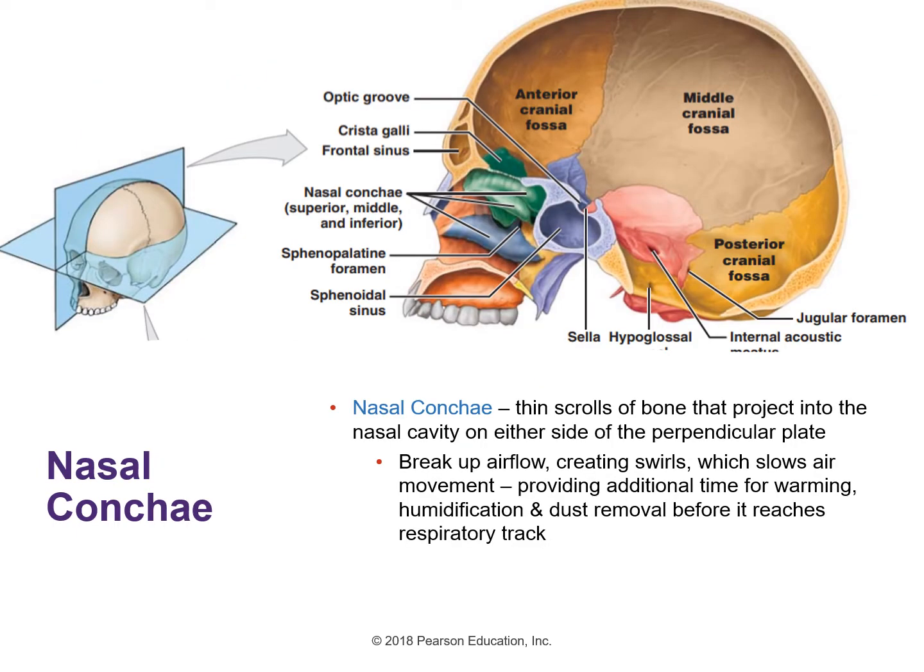And of course, then we have the nasal conchae, right? The nasal conchae are thin scrolls of bone that project into the nasal cavity on either side of the perpendicular plate. Right? And the nasal conchae break up the airflow, creating swirls, which is going to slow the air movement, thereby providing additional time for warming, humidification, and dust removal before it reaches the delicate portions of the respiratory tract. Right?